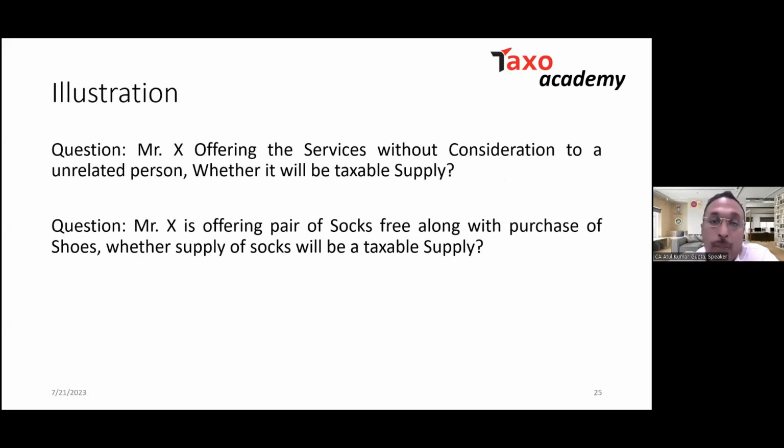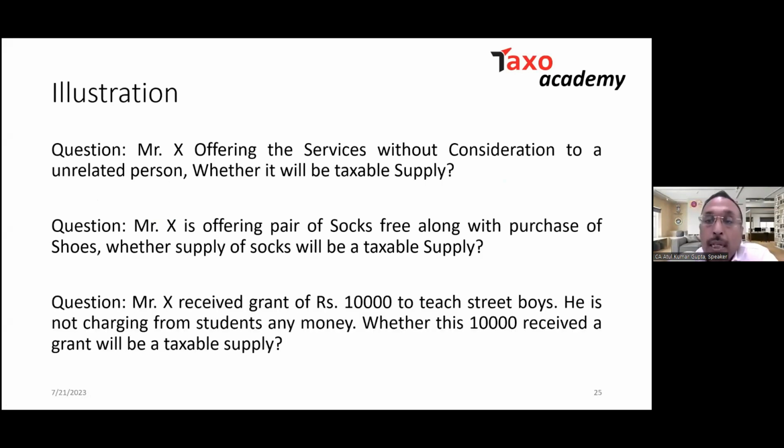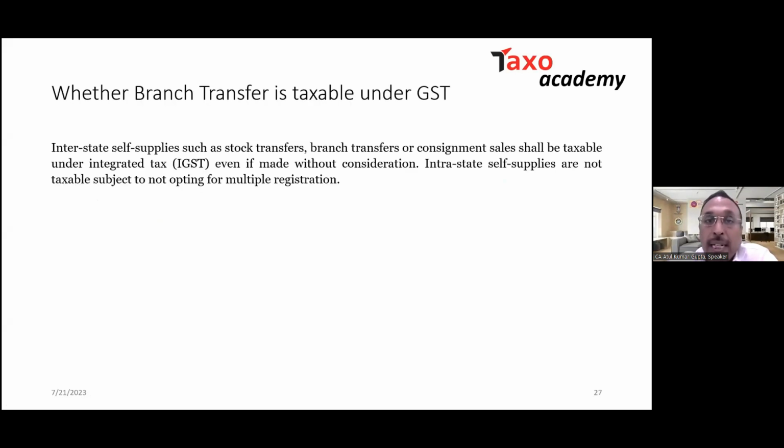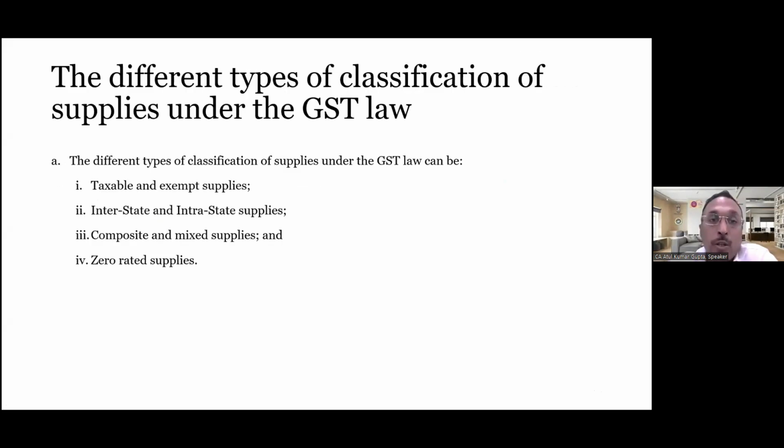Then I discussed with you, my dear friend, what happens in case you are providing something free of cost or you are getting some advances, how it will be taxable, whether a branch transfer is taxable or not, and the different types of classification of the supply, that is taxable supply, exempt supply, interstate, composite, and mixed supply.